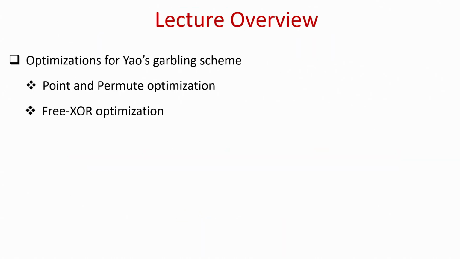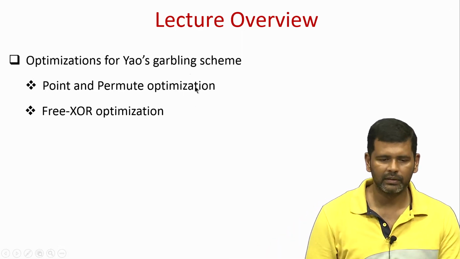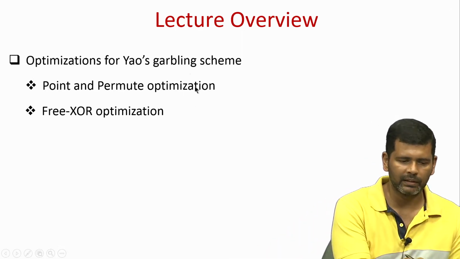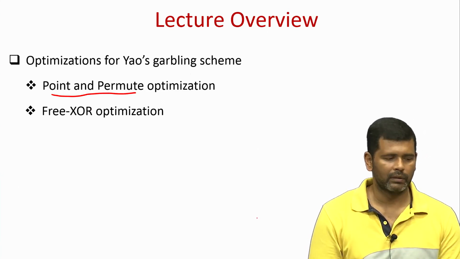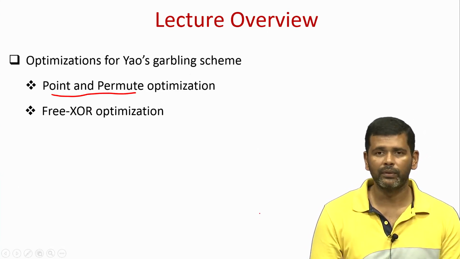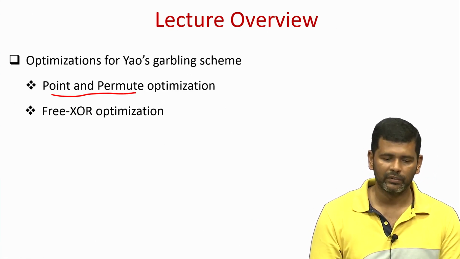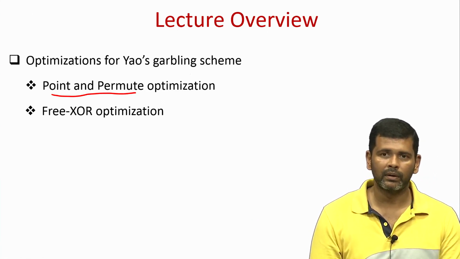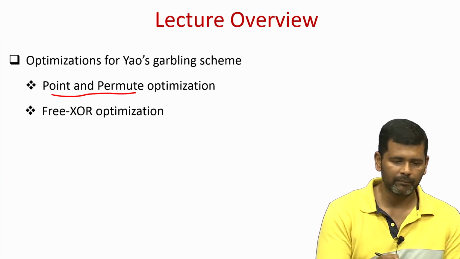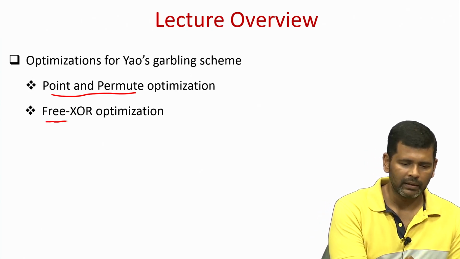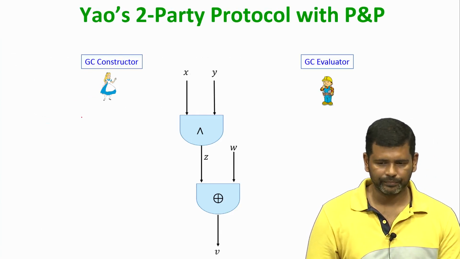So, in this lecture we will see a couple of optimizations for the Yau's garbling scheme. We will see the point and permute technique, which allows us to do the garbling using any regular secure symmetric key encryption without requiring any special correctness property, and then we will see the free XOR technique.